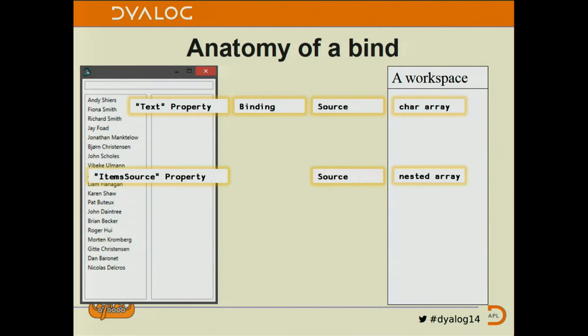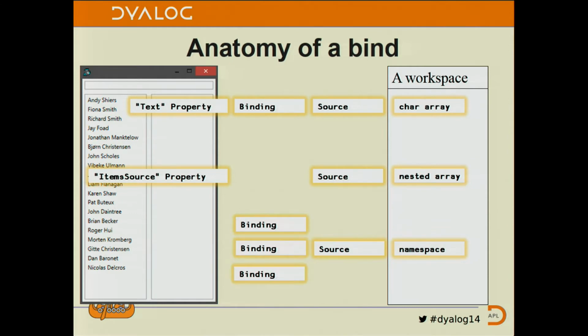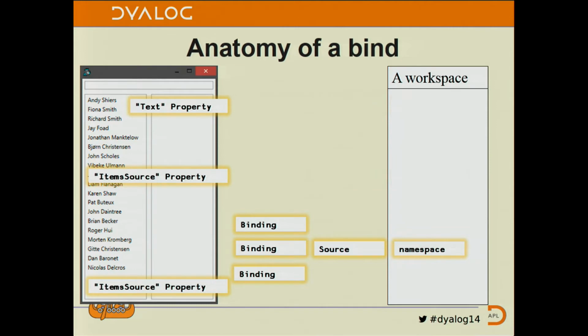Now, with some objects, we don't need to create a binding. We can just attach a source directly to a property of the user interface element. Furthermore, we can create a data binding source to a namespace inside a workspace, and then have multiple bindings on that. If we set this up like this, then one namespace can provide data to multiple user interface elements inside the form. We'll see examples of this as we go through.